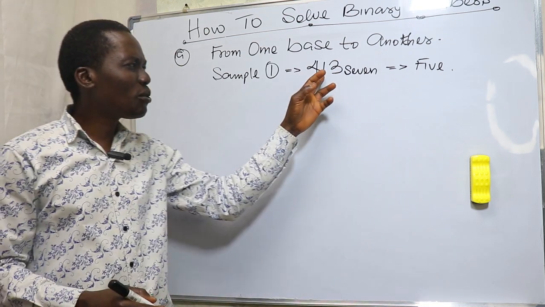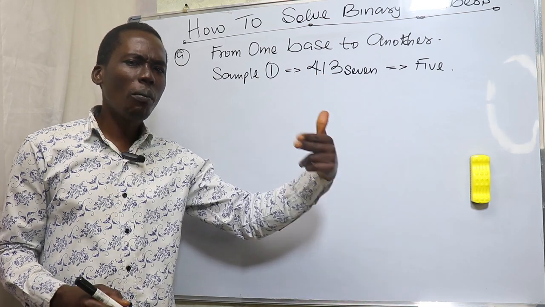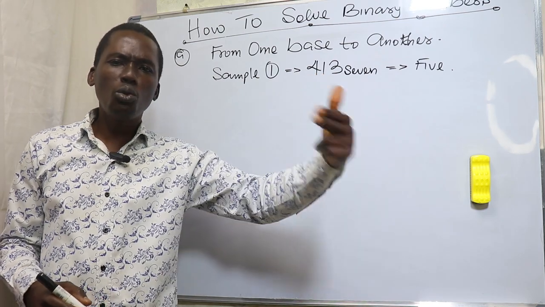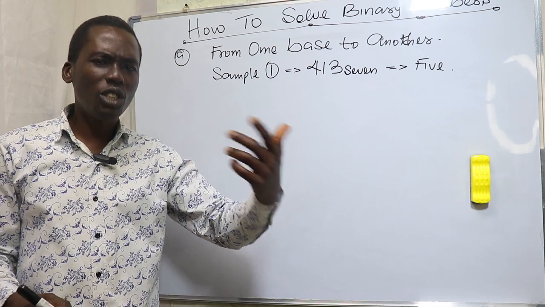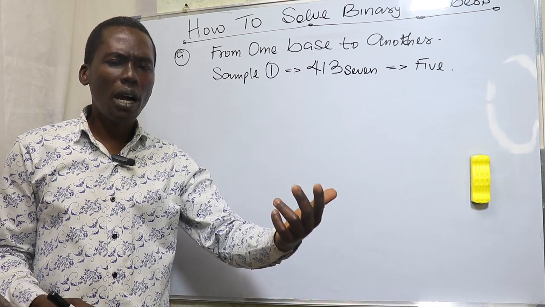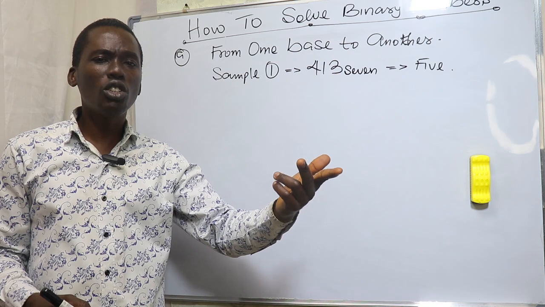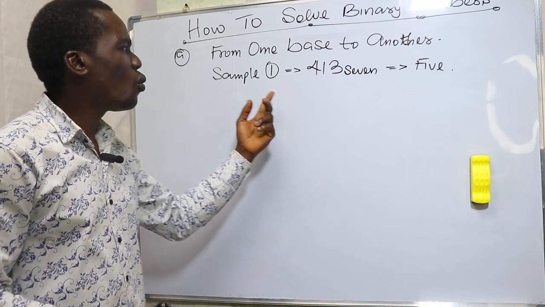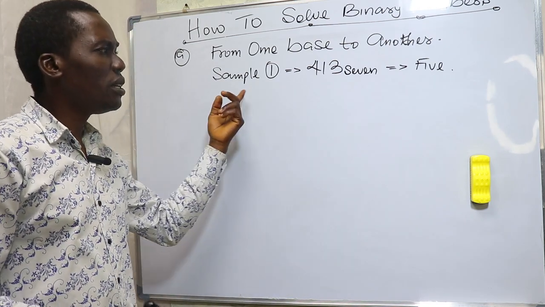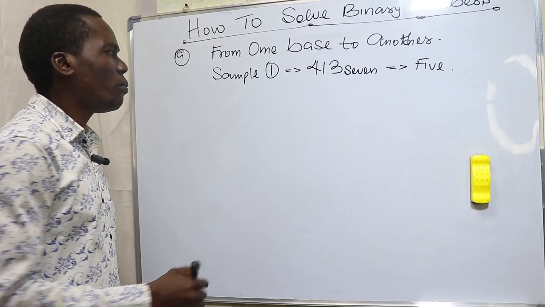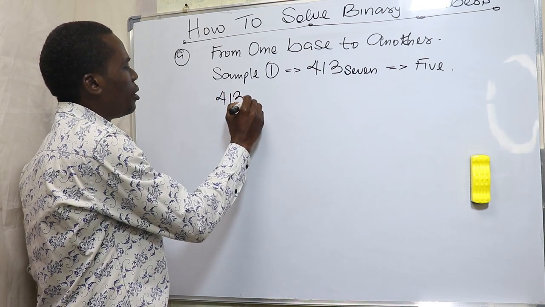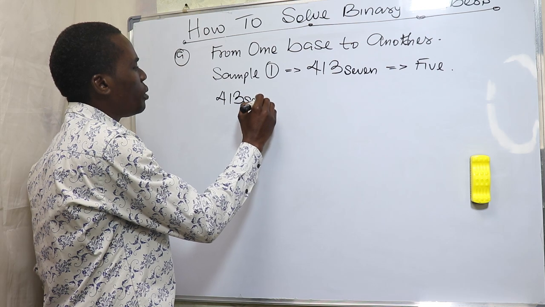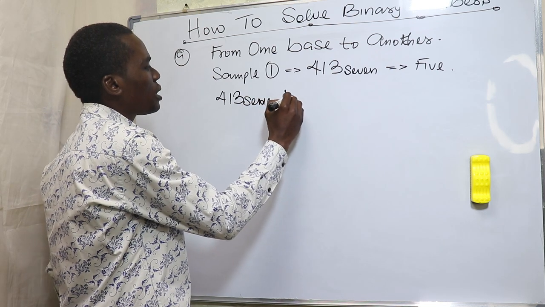Remember, you will first change it to the normal base, base 10. What do we use to do the calculation? We use multiplication, addition, division, and what is the other one called? Subtraction. So we will change from base 7 to base 10, and then we will change to base 5. So when we get this 413 in base 7, we will change it to base 10.